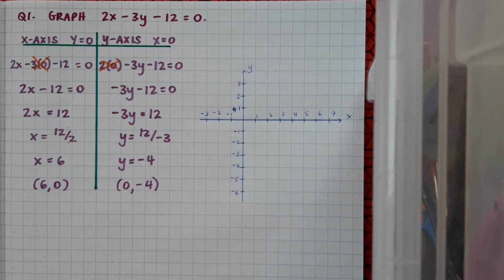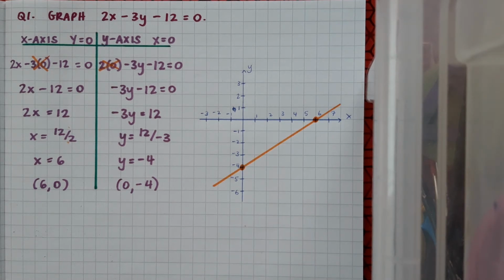Now I'll mark my points in. On the x-axis, I've got that 6, 0, and on the y-axis, I've got that 0, minus 4. I'll draw the line by connecting those together. Do be nice and careful as you draw that. Make sure that you go right through the middle of the point. Don't have it slightly off to the side. So take a moment to line your ruler up carefully before you draw the line. My line is drawn, and now bonus question.